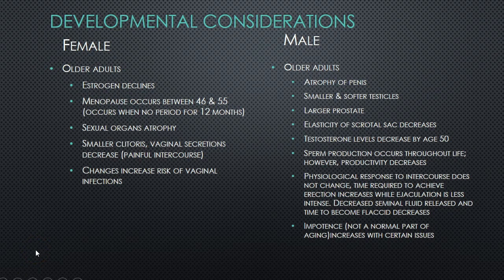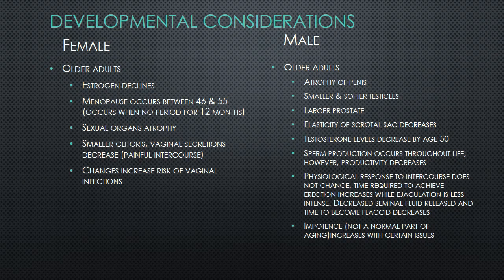So in the older adult, estrogen declines in the female. She will go through menopause generally between 46 and 55. That is considered to have occurred once you do not have a period for 12 months. The female sexual organs will begin to atrophy. They have a smaller clitoris and less vaginal secretion, so intercourse is more painful, and these changes can increase the risk of vaginal infections.